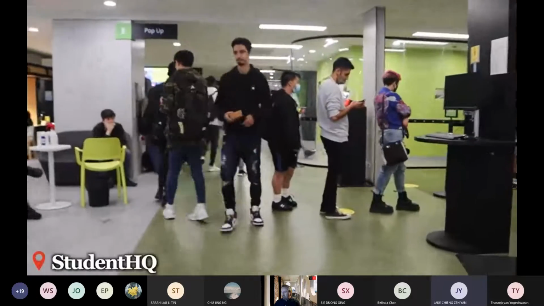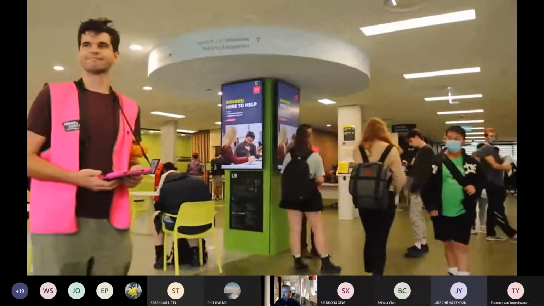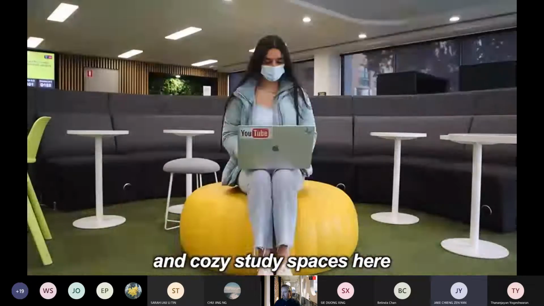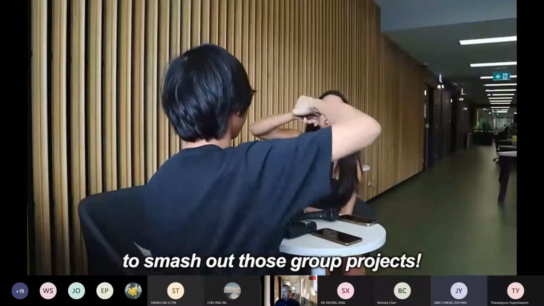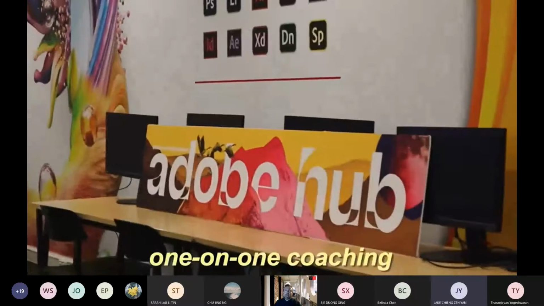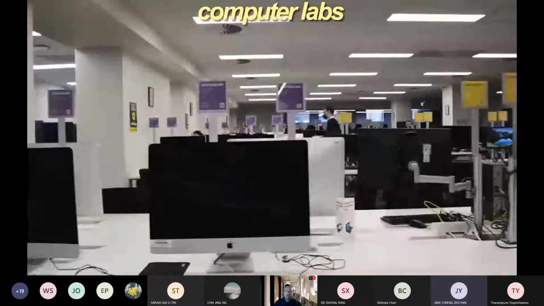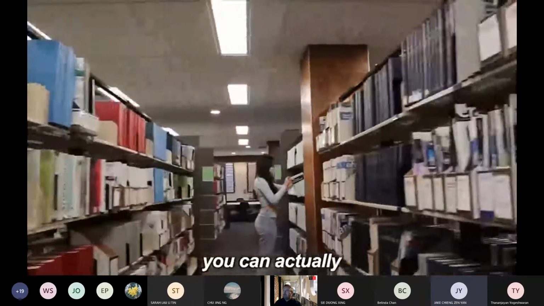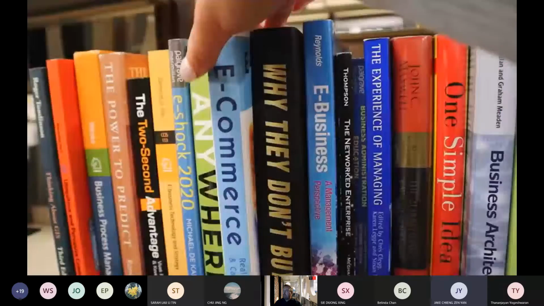Next is the Student HQ, where you can get help with anything you need. So just approach someone with a vest and they'll help you out. There are many comfortable and cozy study spaces here to smash out those group projects. The library has 5 levels. There is an Adobe Hub where you can get one-on-one coaching, a bunch of computer labs, silent study areas, and if you're trying to look for a specific book, you can scan a QR code and look it up.